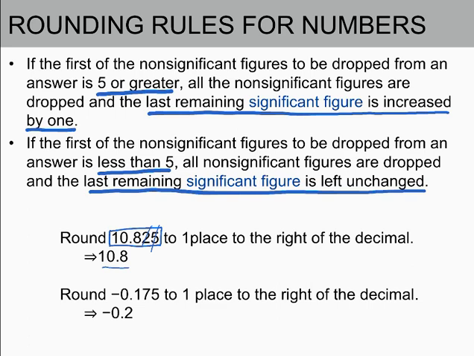But if we need to round negative 0.175, which was our answer from a previous problem, and let's say we're rounding it to 1 decimal place, so we're chopping off the 7 and the 5. The 7 is immediately to the right of the 1, and it is greater than 5, so that means we have to add to that 0.1. So it's going to end up as negative 0.2.